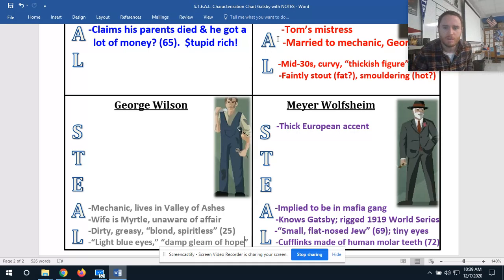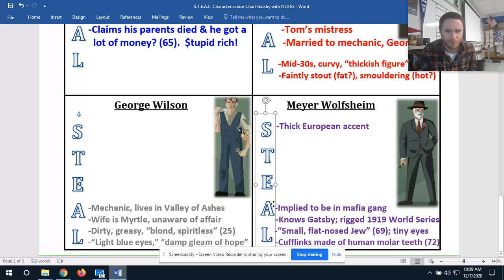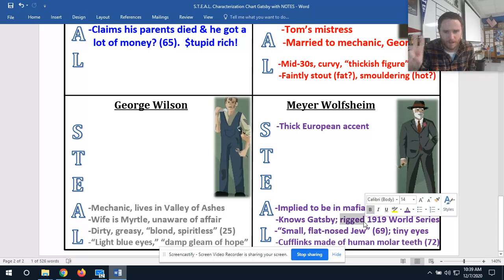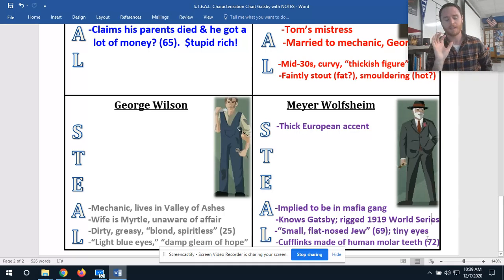And then Meyer Wolfsheim we meet in chapter 4, with a thick European accent. He is implied to be in some sort of mafia gang. He knows Gatsby intimately. I guess he goes back with Gatsby, but also we learn he rigged or fixed the 1919 Major League Baseball World Series with the Chicago Black Sox. There is a history of gambling and mafia activity in Chicago, Illinois, definitely, not just New York City. So the Chicago Black Sox in Chicago, that's a real story, but is Wolfsheim real? You might Google the name Arthur Rothstein and maybe find out more about Meyer Wolfsheim in real life.